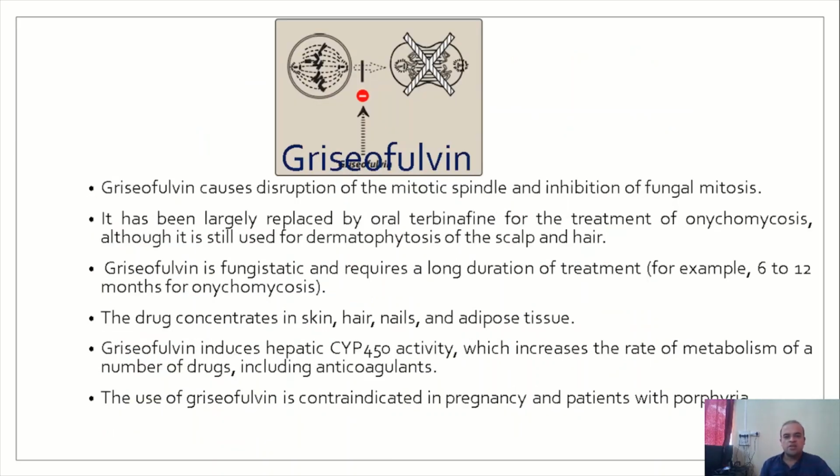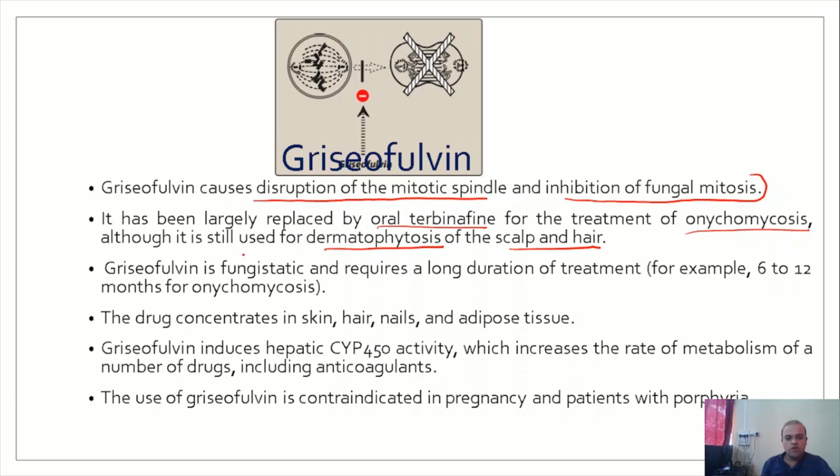So the next drug is griseofulvin, and as you can see from the diagram itself, griseofulvin affects mitosis. It causes disruption of the mitotic spindle and thus inhibition of fungal mitosis. It has been largely replaced by oral terbinafine for the treatment of onychomycosis, which, as we have seen, is infection of the nails, although it is still used for dermatophytosis of the scalp and hair.